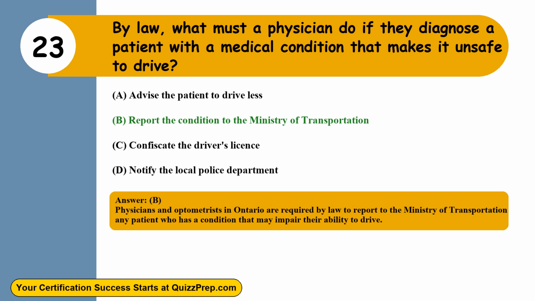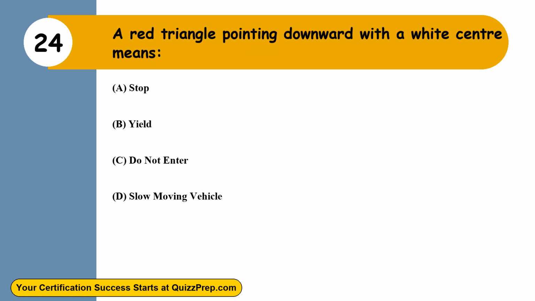Physicians and optometrists in Ontario are required by law to report to the Ministry of Transportation any patient who has a condition that may impair their ability to drive. Question 24. A red triangle pointing downward with a white center means: Option A, stop. Option B, yield. Option C, do not enter. Option D, slow-moving vehicle. The correct answer is option B, yield.